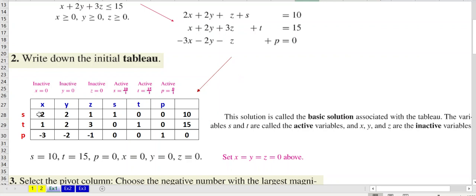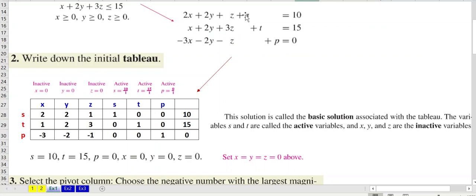So we start by creating a matrix-like table, and the table will have an x column, and that will have the coefficients of the x variables in it. So 2, 1, negative 3. Then we have a y column, and so that will have the coefficients of the y variables, 2, 2, and negative 2. Then the z's, 1, 3, and negative 1.